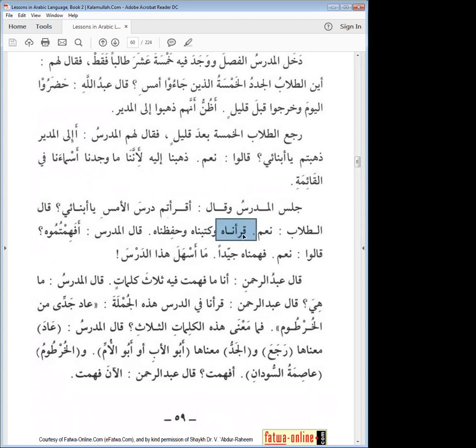Remember this? Two pronouns attached to the verb, right? We read it.